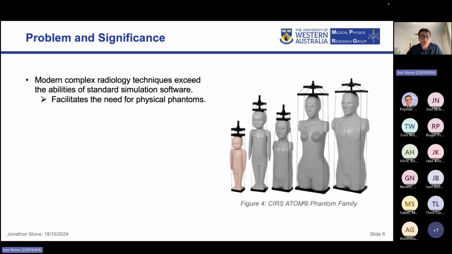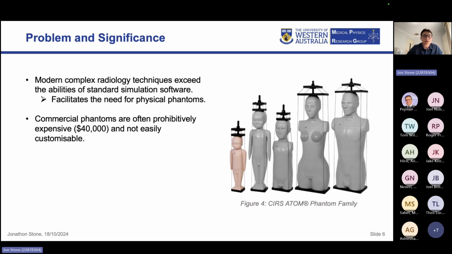Which brings me to the problem and the significance of this study. Quite often a lot of modern complex radiology techniques exceed the abilities of standard simulation software like PCXMC. So this facilitates the need for more physical phantoms. Quite often the problem though is that commercial phantoms are prohibitively expensive, costing upwards of $40,000, and they're not easily customizable. For example, the ATOM phantom family series here are one of those commercially available phantoms.